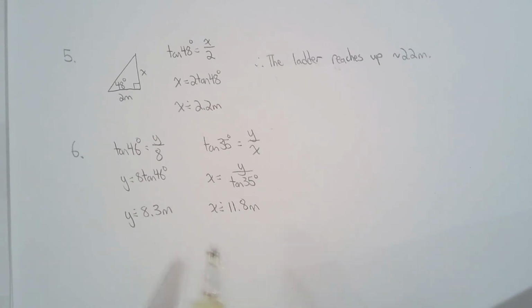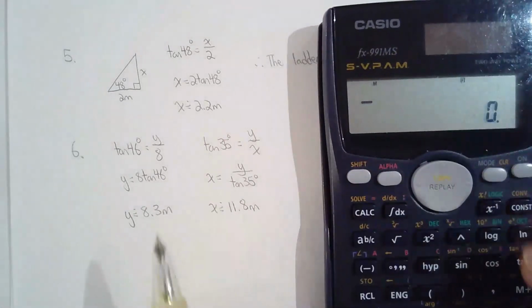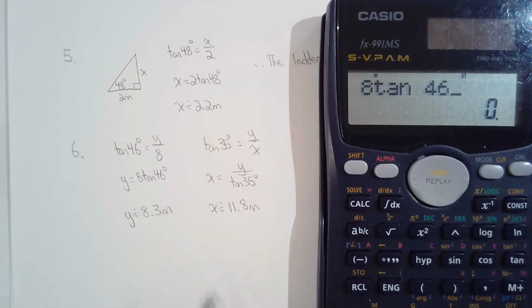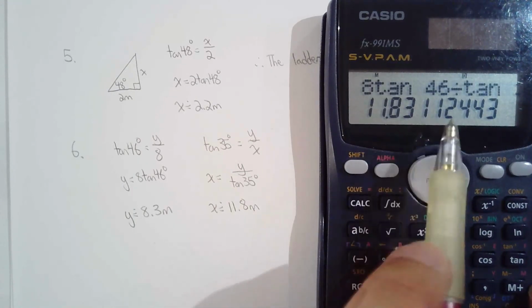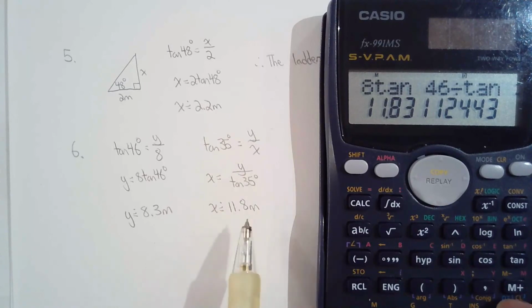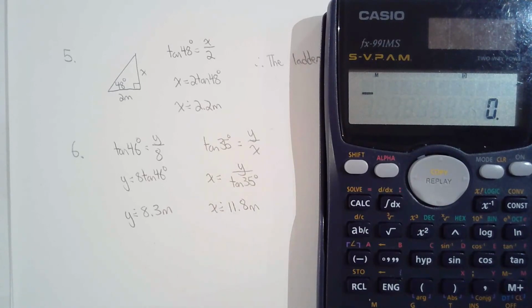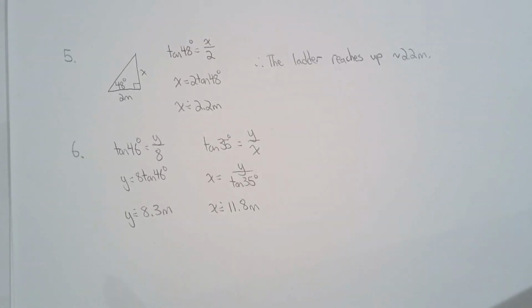Now the trick here though is when you solve for x, don't use the approximate value of y to solve for x. Just let your calculator do all the work. So the way I solve for x is I did 8 tan 46 divided by tan 35. Okay, so do not round y because then your answer for x won't be as accurate. Okay, so 11.8 meters is perfect for x. Okay, so that's the solutions for primary trigonometric ratios.